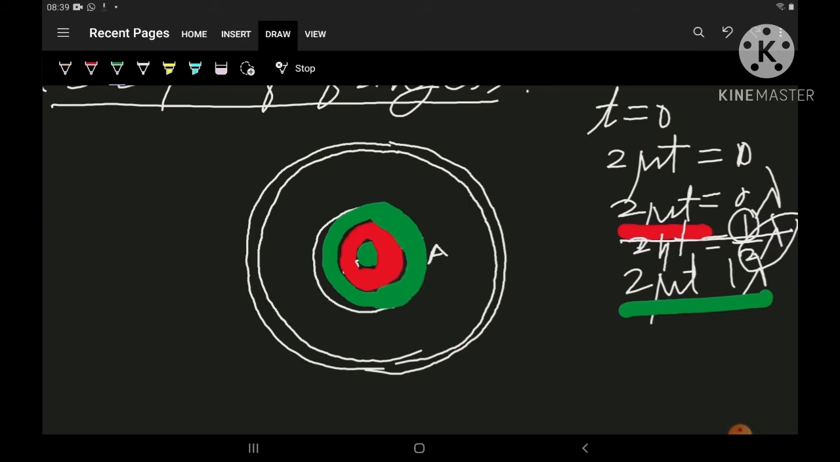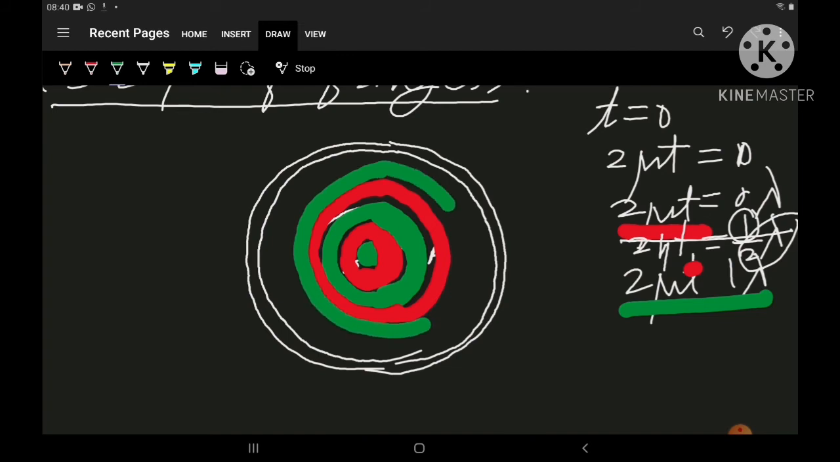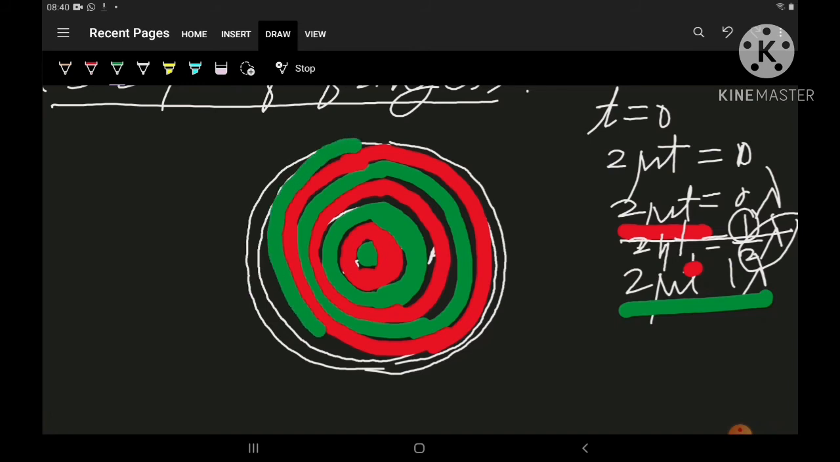Now again increasing the thickness, the value of 2 mu t will vary, and it will become the odd multiple of lambda by 2. Now here we will get a bright spot, and let us draw a circle, then this type of a bright circle will be found. Similarly again a dark circle, and again a bright circle is found.